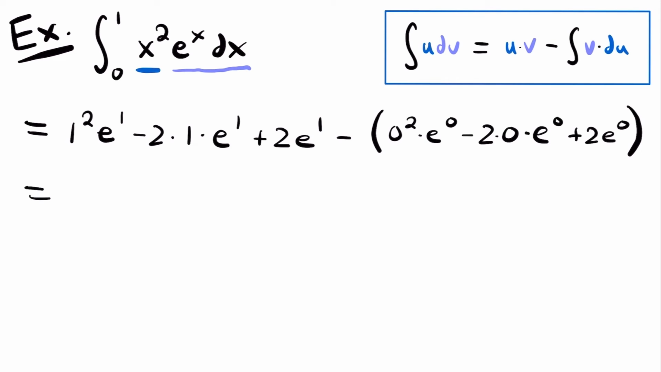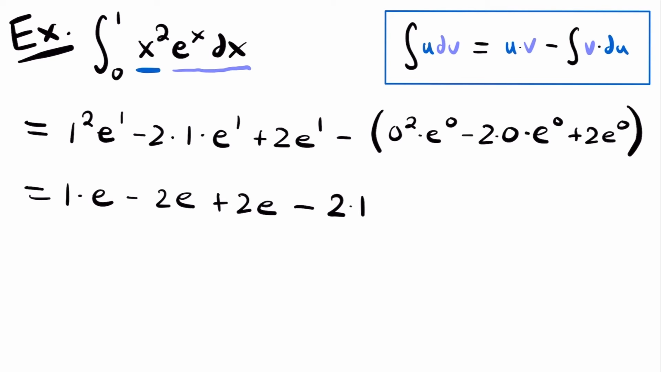This will be equal to 1 times e minus 2 times e plus 2 times e minus 0 squared is 0. So this whole term is 0. And we also have a 0 being multiplied for this term, so that's also 0. And so we're just going to have plus 2 times e to the power of 0, and e to the power of 0 is 1. So we have minus 2 times 1.